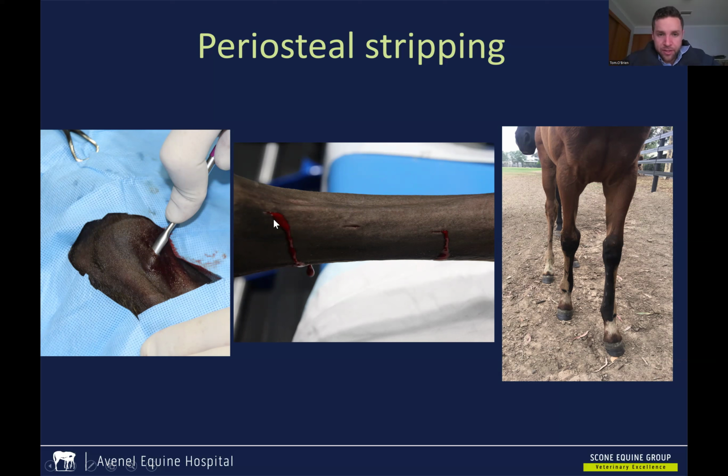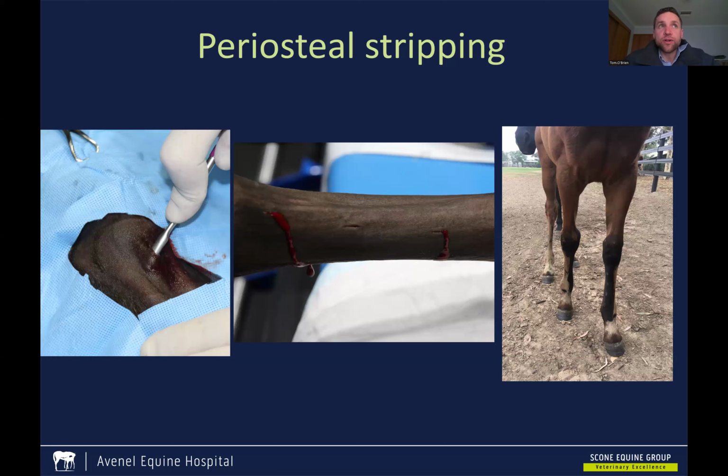The way that we do it is through some stab incisions on the side of the cannon bone that is not growing fast enough. And then essentially what we're doing is we're putting what's called a periosteal elevator through each one of these stab incisions, and we're lifting the periosteum off the bone, and we connect it between those stab incisions. The good thing about doing it like that is you don't need a suture or anything, and they're relatively small incisions, so the skin generally heals quite well.